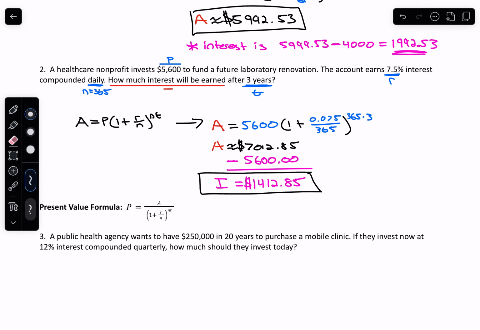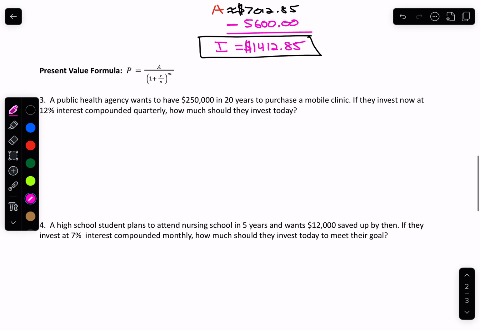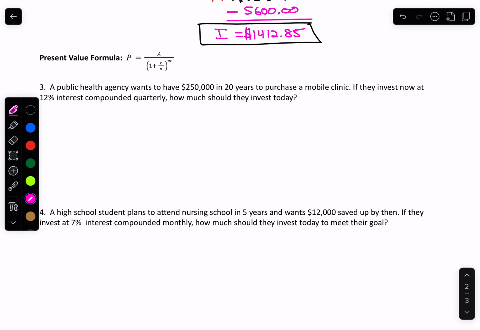And then I'm going to go ahead and change this red eye up here to a pink eye, just to make sure our colors are nice and clear. All right, so now we're going to go the other direction. Okay, we now have a present value formula where it says P equals A divided by 1 plus R over N to the power NT.